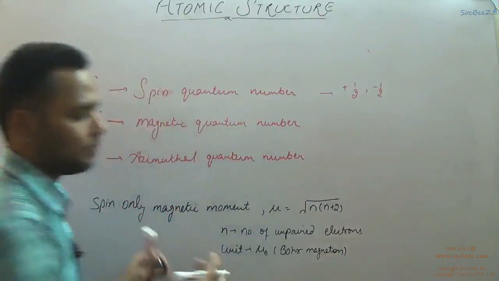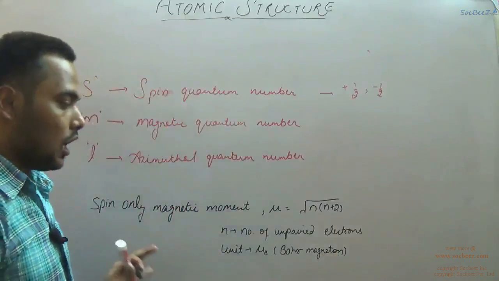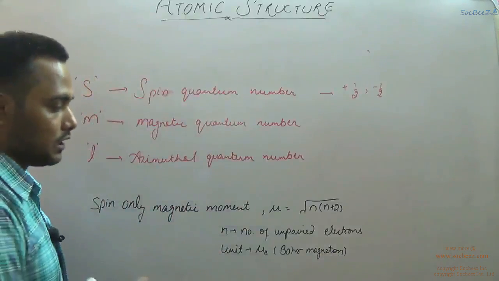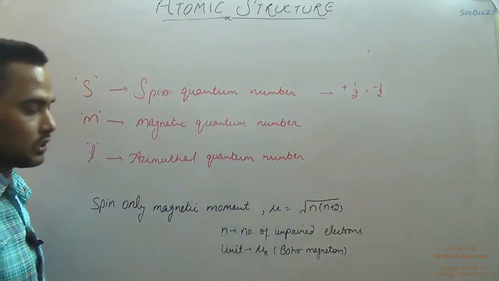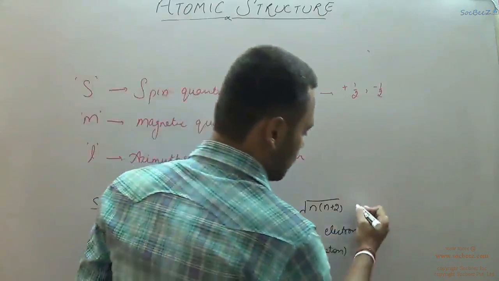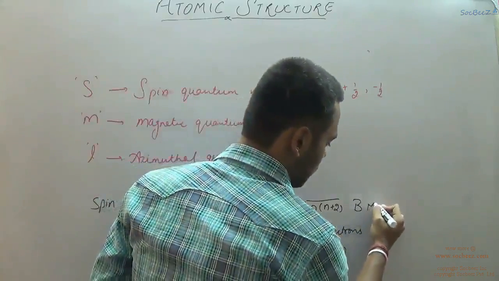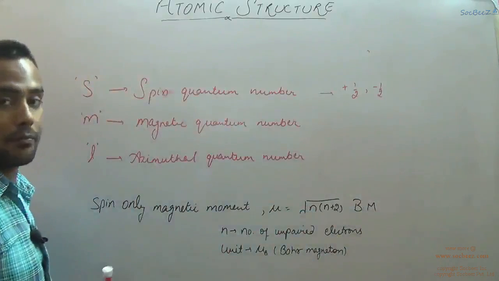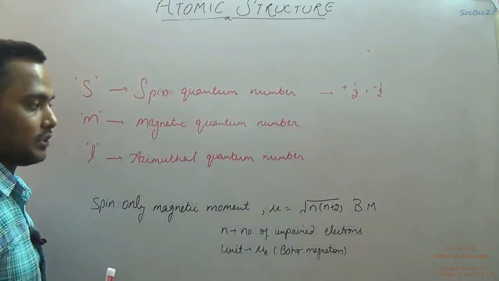So what is this Bohr magneton? You do not need to go into it currently. This is not in the scope of the syllabus. It is represented as BM, which is the abbreviated form of Bohr magneton.